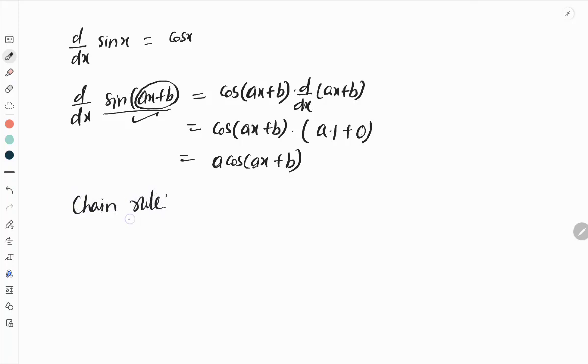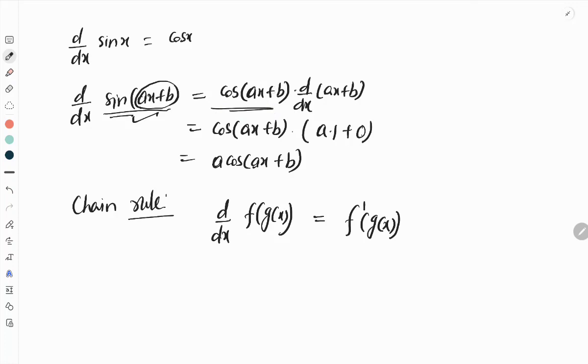Let me tell you how the chain rule works. d by dx of f of g of x, where two functions form a composite function, will be first f dash g of x, meaning the derivative of the outer function, like sine x has derivative cos x, so cos of g x, which is ax plus b here. Similarly, f dash is the derivative of f, keeping whatever is inside, and again into d by dx of g of x.